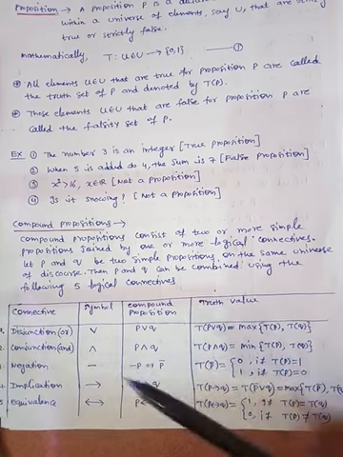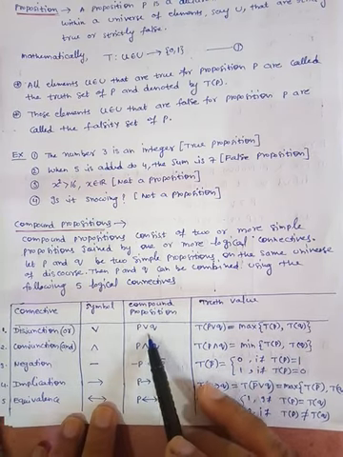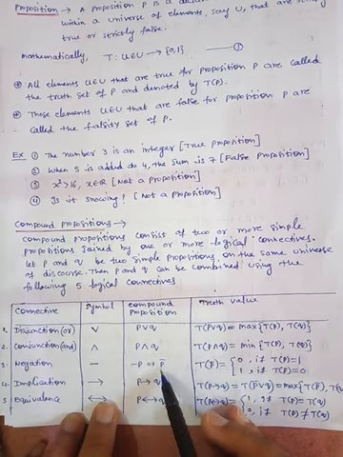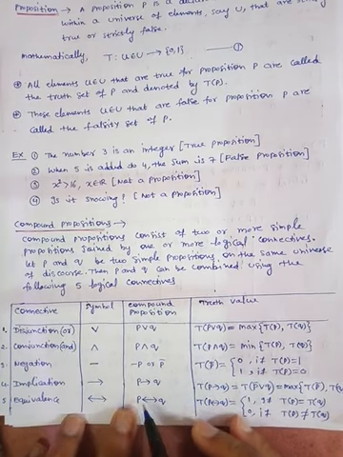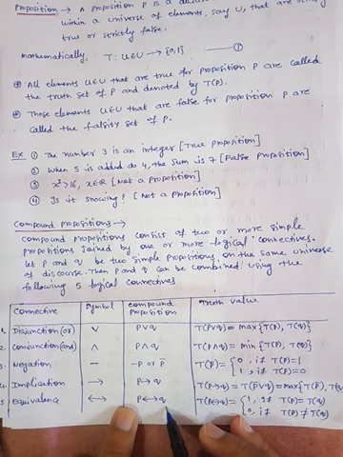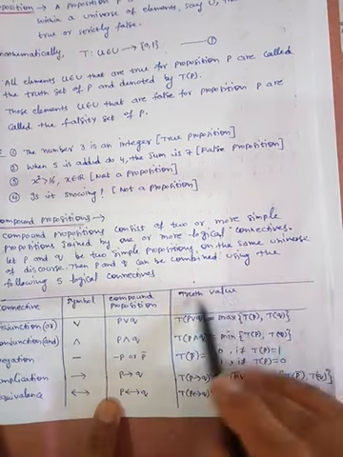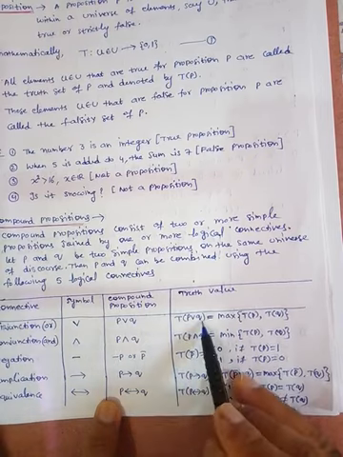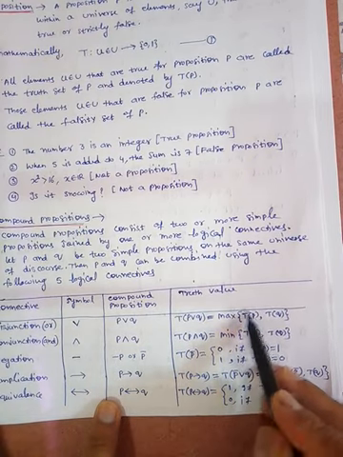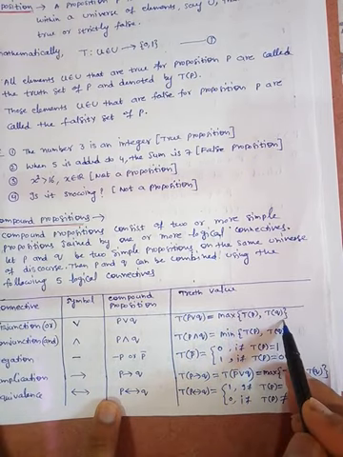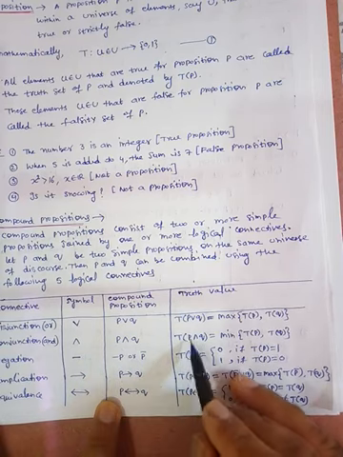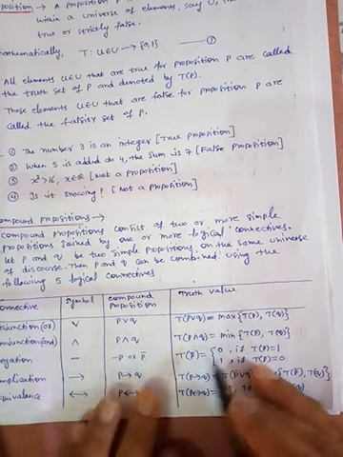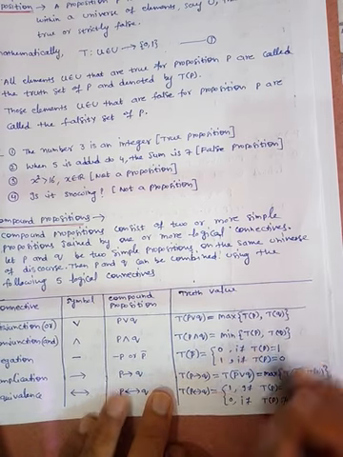These are the compound propositions: P join Q, P meet Q, negation of P denoted by P bar, P implies Q, and P is equivalent to Q. Now the truth values. The truth value of the proposition P join Q is equal to the maximum of the truth value of P and the truth value of Q. Similarly, for and, the truth value of P and Q is the minimum of TP and TQ.